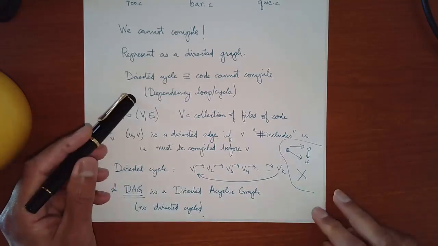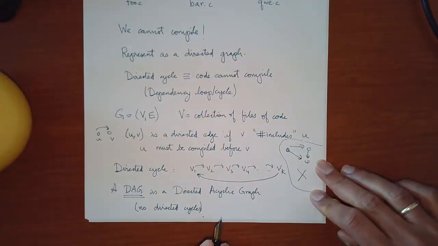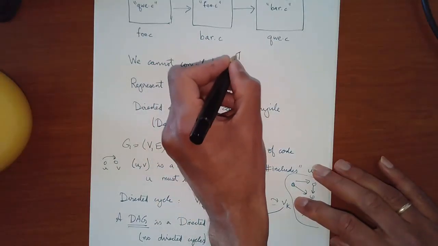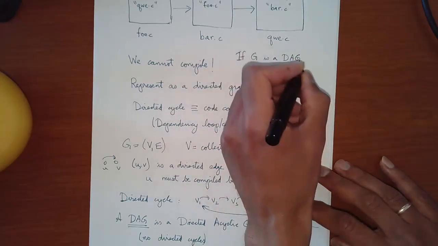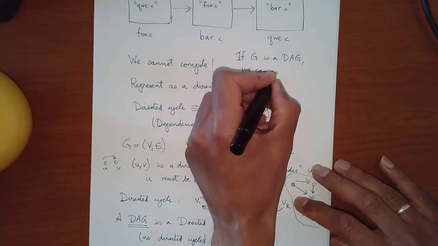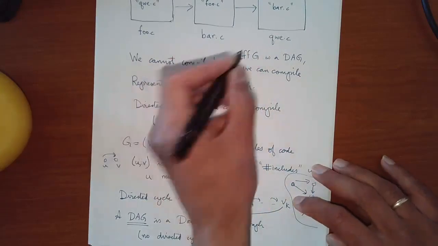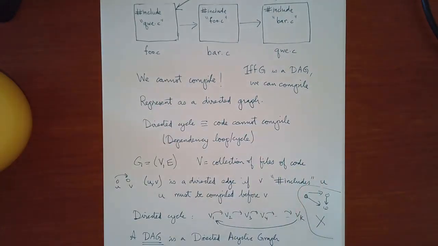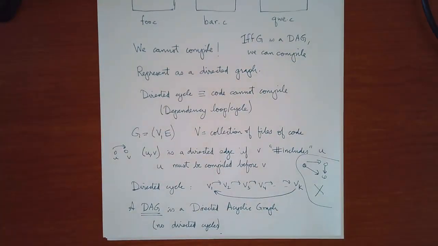And a dependency graph should be a DAG. Indeed, if G is a DAG, then we can compile. And actually it's if and only if. Meaning that if G is a DAG, we can compile, and if we can compile this code, it must be a DAG. Okay, does this make sense? The concept of a DAG, a directed acyclic graph. Any questions?